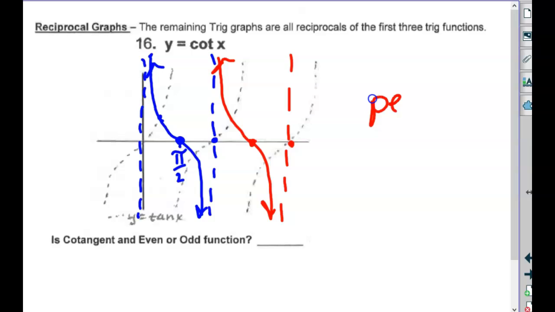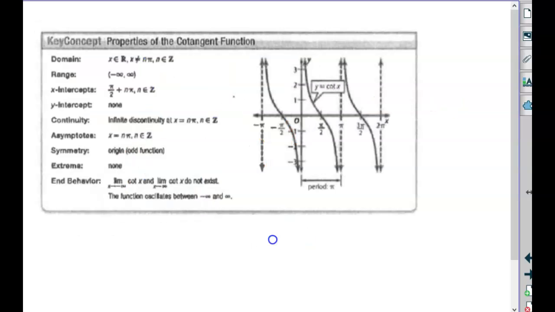So the period is still what? Is pi still. If we do one here, can you tell even or odd? It doesn't go through the origin, but if we rotated that 180, I think it would still look the same, right? So it is still odd. It says here, it is an odd function, okay? Any questions about that?